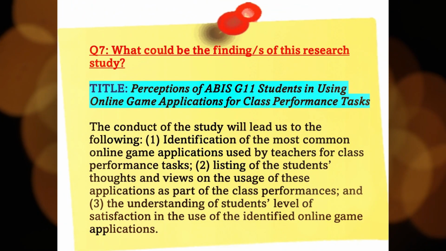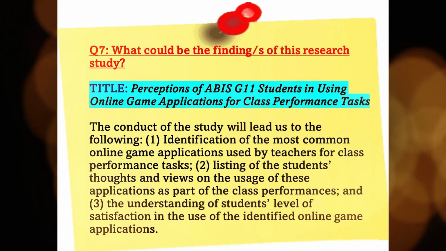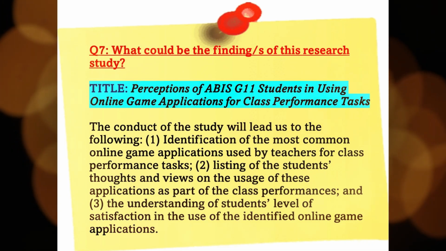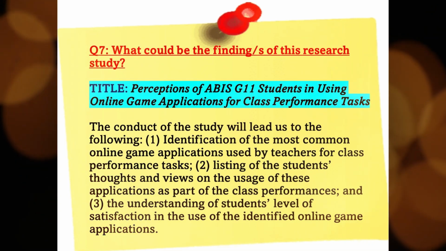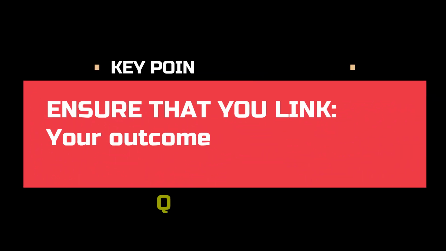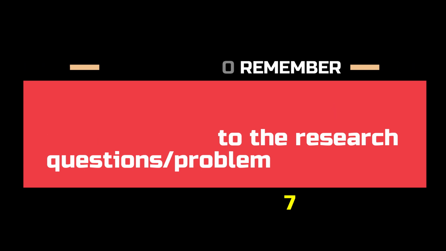Talking about the findings of the study, the question may be, what could be the principal findings of this research project? In this question, you should briefly explain the outcome of your study. It is very important at this stage that you link the outcome of your study to your research questions to avoid going out of focus. Learn from the example provided.